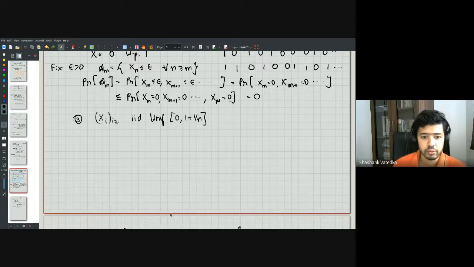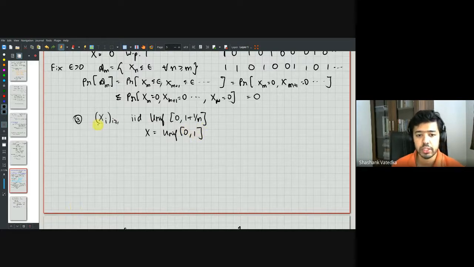Correct. So check if this converges to the uniform 0, 1 random variable. So your goal will be to check if the sequence of random variables converges almost surely to the uniform 0, 1 random variable. All right. So I leave that to you as an exercise.